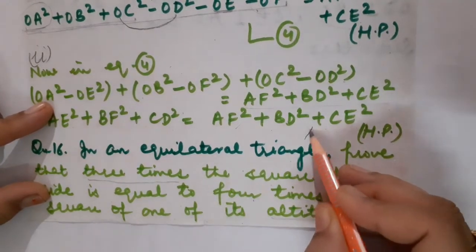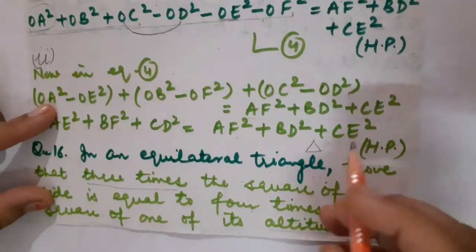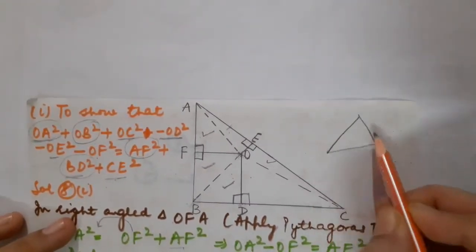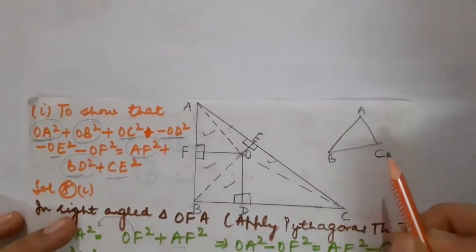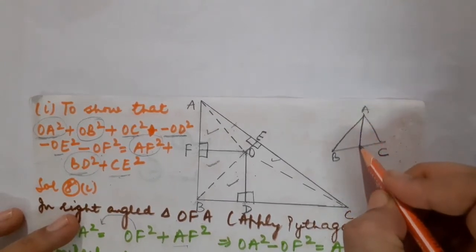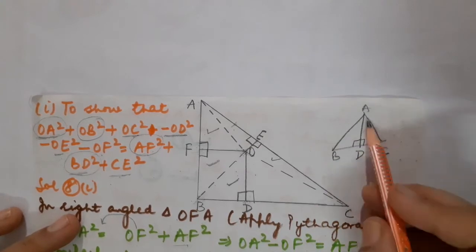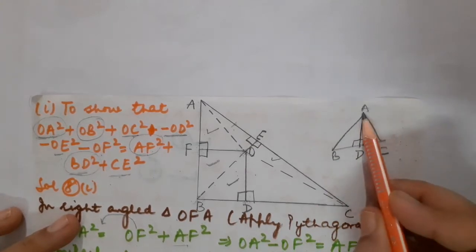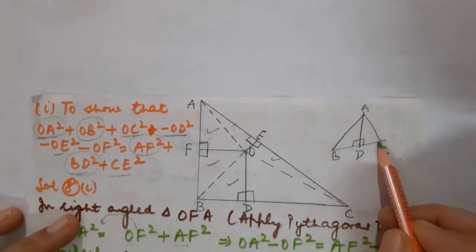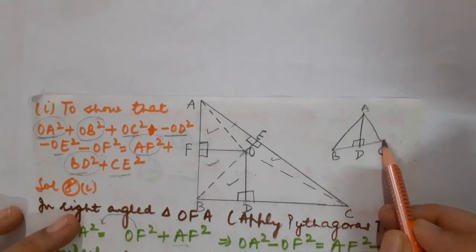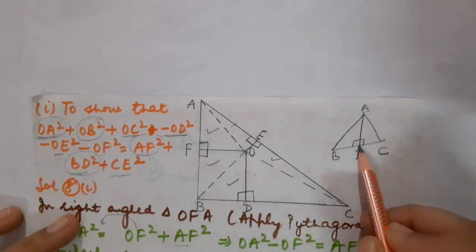For example, if there is a triangle ABC, let me make a bigger triangle. If there is a triangle ABC, here I have drawn an altitude, let it be AD. So this is a line segment which is drawn from the vertex of triangle ABC and it is forming a 90-degree angle on its opposite side. Got it? So this is known as altitude.